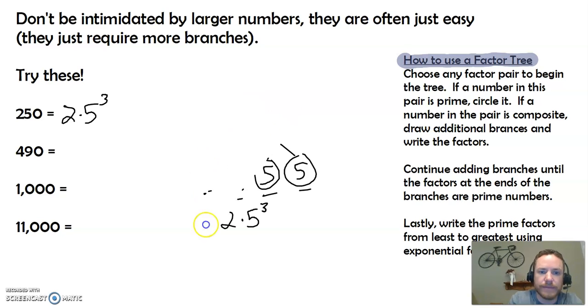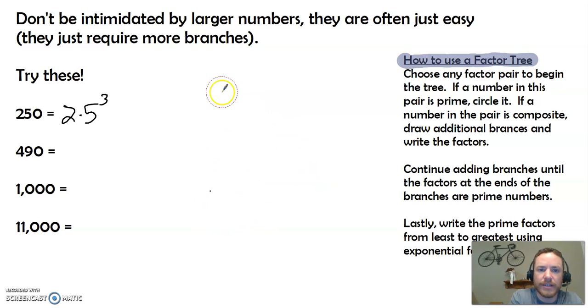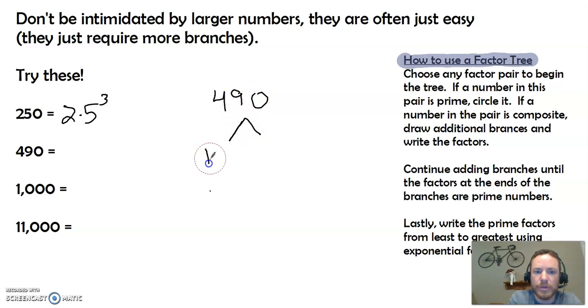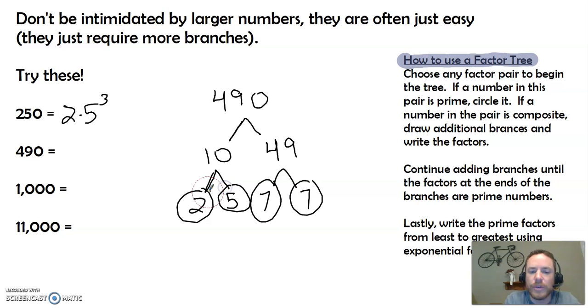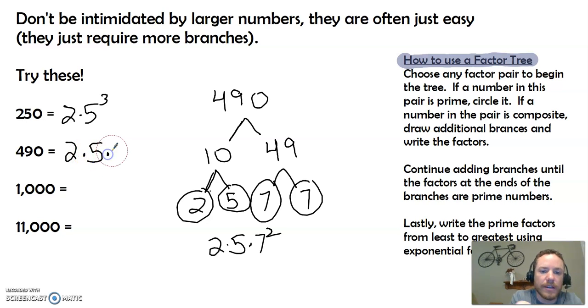Let's check out 490. 490 is another one that ends in 0. So you could do the same strategy there where you're going to multiply 10 by something to get 490. It's going to be 10 times 49. But you also might have noticed that it was divisible by 7. 7 goes into 49 7 times. And 7 is prime. And 10 needs branches. 10 makes 2 times 5. So if we do them in order from least to greatest, we have 2 times 5 times 7, but there's 2 7s, so we square it. 2 times 5 times 7 squared.